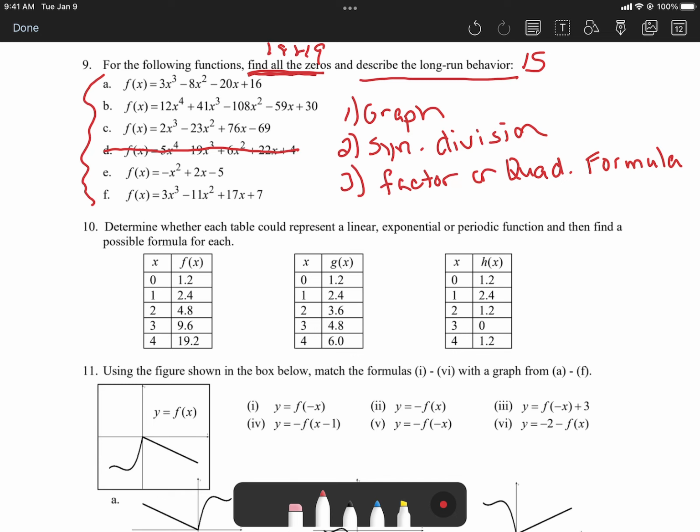If you don't get any zeros off your graph, then remember we had where you had to find possible rational zeros, which was our P over Q, which is on that note card. And you can find possible rational zeros and then figure out which one works with your synthetic division. Okay, so that's one of those we're going to do. We're not going to do 10 right now. We're going to skip that one.